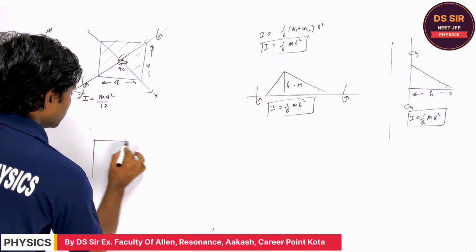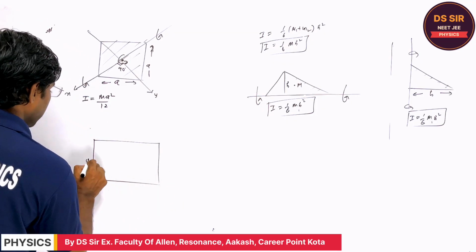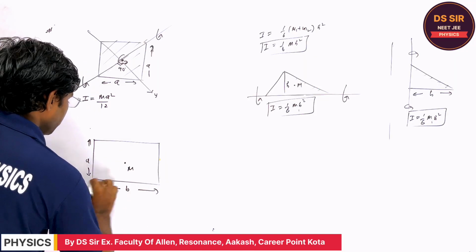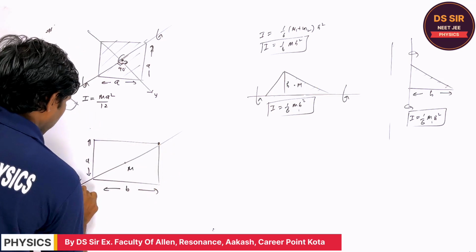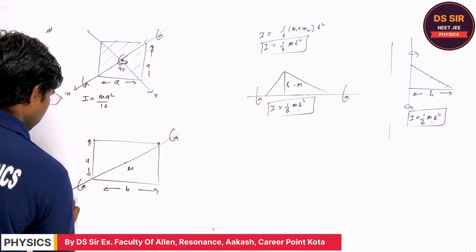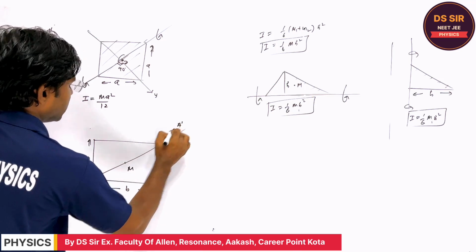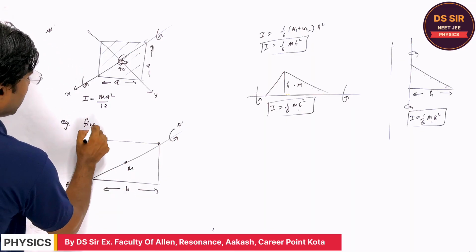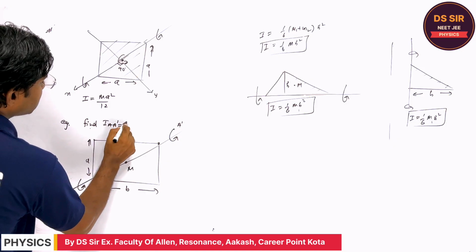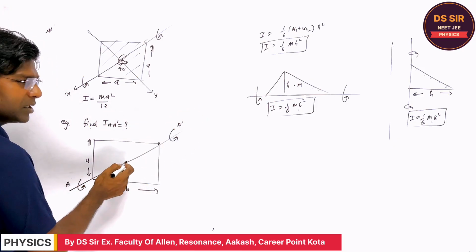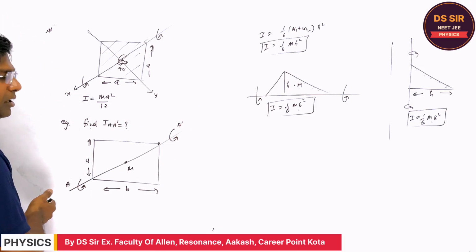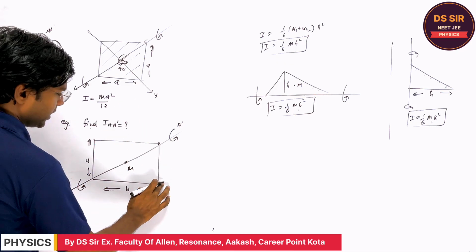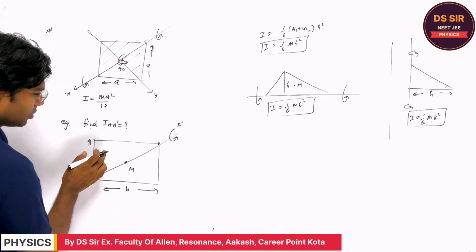For example, suppose this is the side A, this is the side B, and this is the mass m. What is the moment of inertia about this axis, AA dash? Now you have to find the moment of inertia about the axis passing through the center of mass and along the diagonal, in the plane of this rectangular lamina. This is the question. Copy this first.